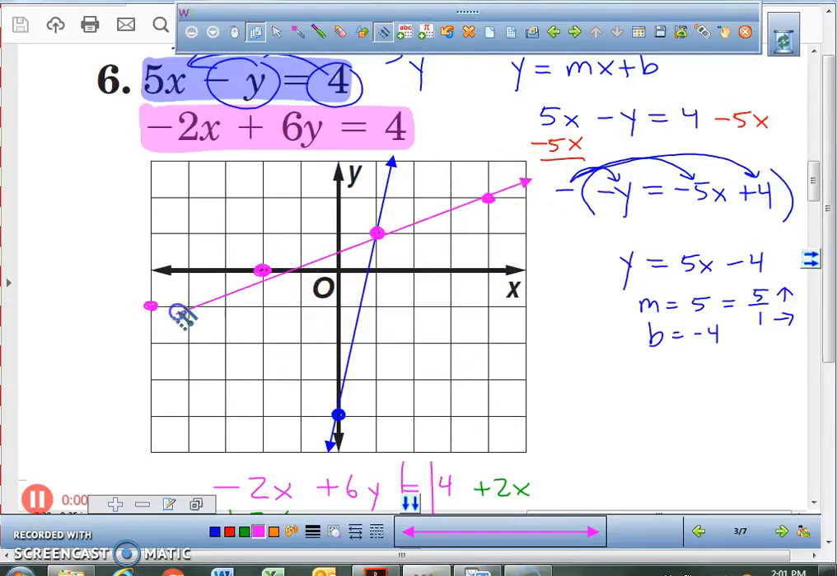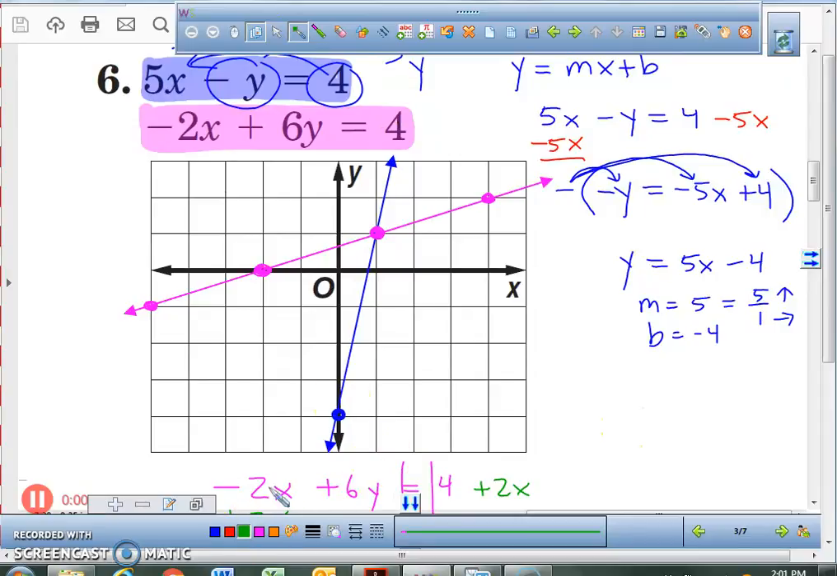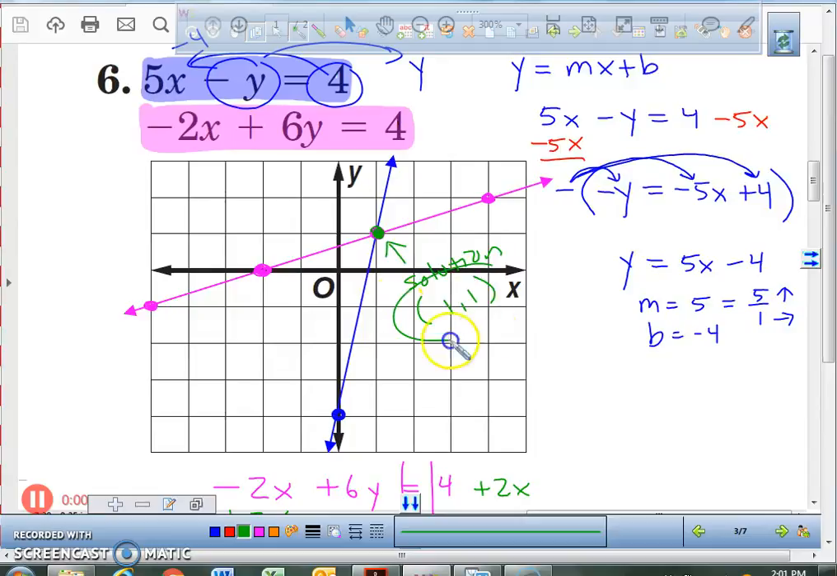And that's a horrible line. I'm trying to. Still not a good line. Try one more time. I know it's feeling a little redundant, but now it's a lot more accurate. And what is that ordered pair, my friends? Our solution is at 1, 1.